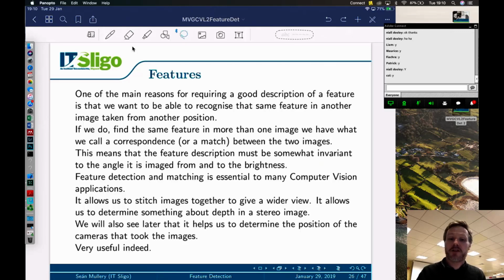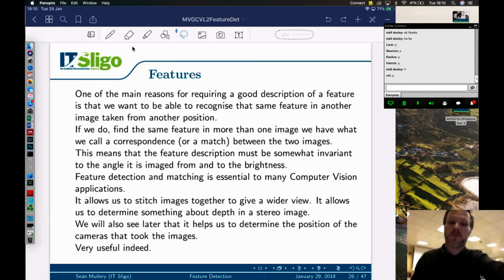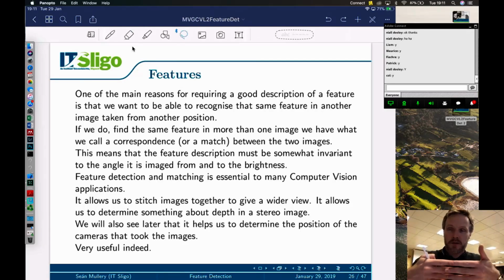Feature detection and matching is essential to many computer vision applications, and we will be using it particularly. It allows us to stitch images together. If we've got lots of images and we want to stitch them together in some form of a panorama, for example, then we need to find the same places so that we can stitch them all together and find the right place for them to meet. We will also see later that it helps us determine the position of the cameras that took the images. For example, if we've got two different views and we want to find out where the cameras were positioned, this will turn out to be very useful as well.